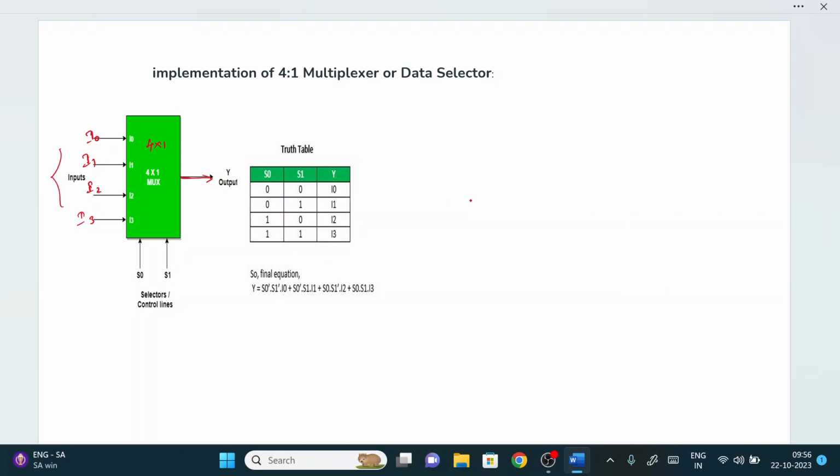So how many input values? 4, right? So we can use the 2 power n to 1 formula. If I write 4 in terms of 2 power n, we can write 2 power 2. It means how many selection lines are required? 2 selection lines are required, where n represents the number of selection lines. So 2 power 2 is nothing but your selection line operation.